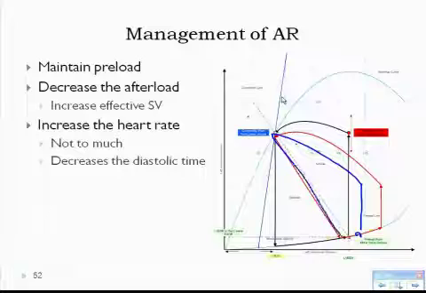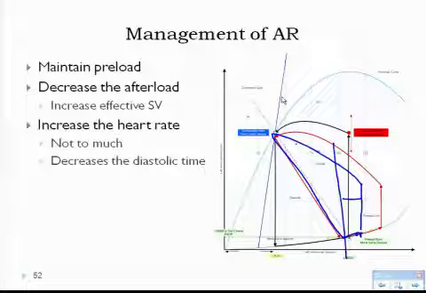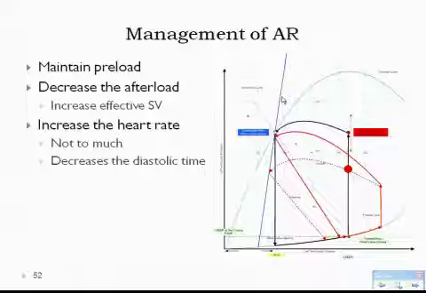You're not going to have anything, and that's your effective stroke volume. Okay? So you've got to be careful. AI is bad news. If you have to take care of it, we'll talk about it more in coexisting. So with these people, you want to maintain adequate filling without causing too much else. You want to keep them where they're at.